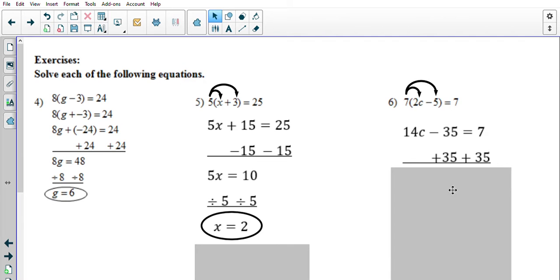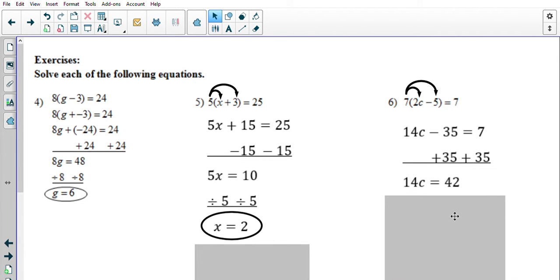If you feel the need to write what's happening to the variable in the inverse when you get to a two-step equation like this, you can still do so, but I think we can probably get away from having to show that additional work. So add 35 to both sides. We will get 14c equals 42. That's 7 plus 35.